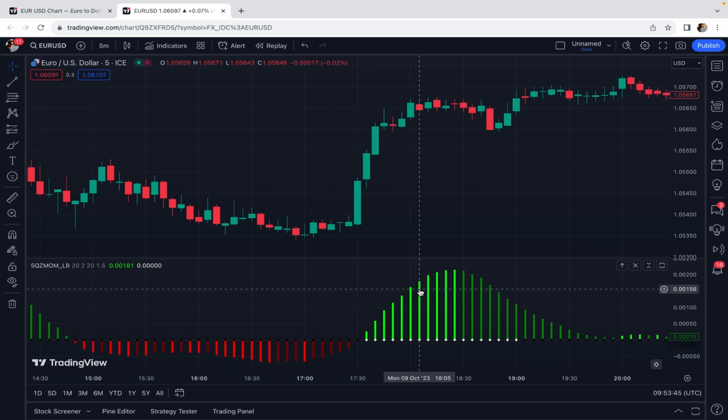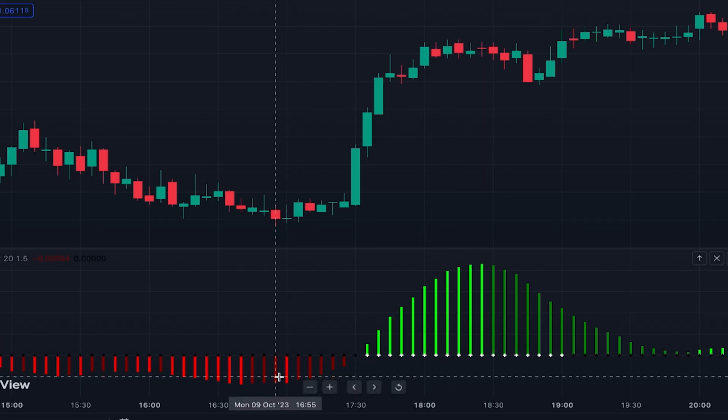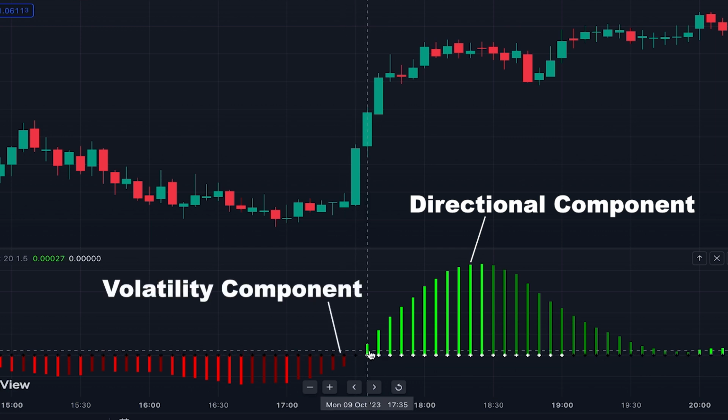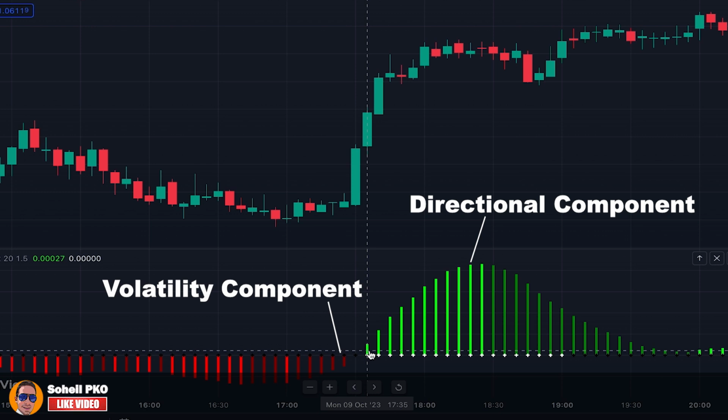As you can see, we have two components in this indicator. We have this histogram that is moving above and below the center line, and it's the directional component of this indicator. And we have these small white and black crosses in the center, which is the volatility component of this indicator. So this indicator gives us two pieces of information about the market: direction of the market and volatility of the market.